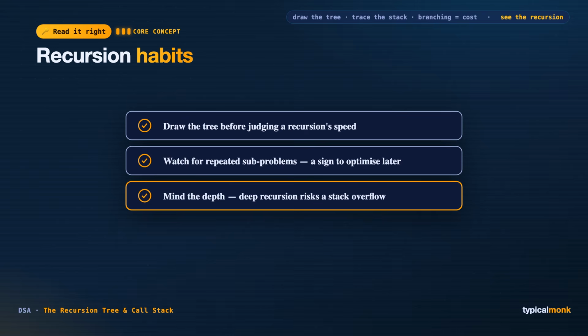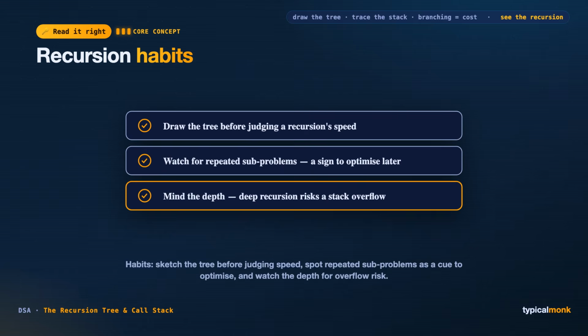And third, mind the depth. Ask how deep the recursion can go on the largest realistic input, because a very deep recursion risks overflowing the stack, and you want to know that before it crashes in production, not after. Draw for speed, look for repetition, and check the depth. Three habits that keep recursion safe and fast.